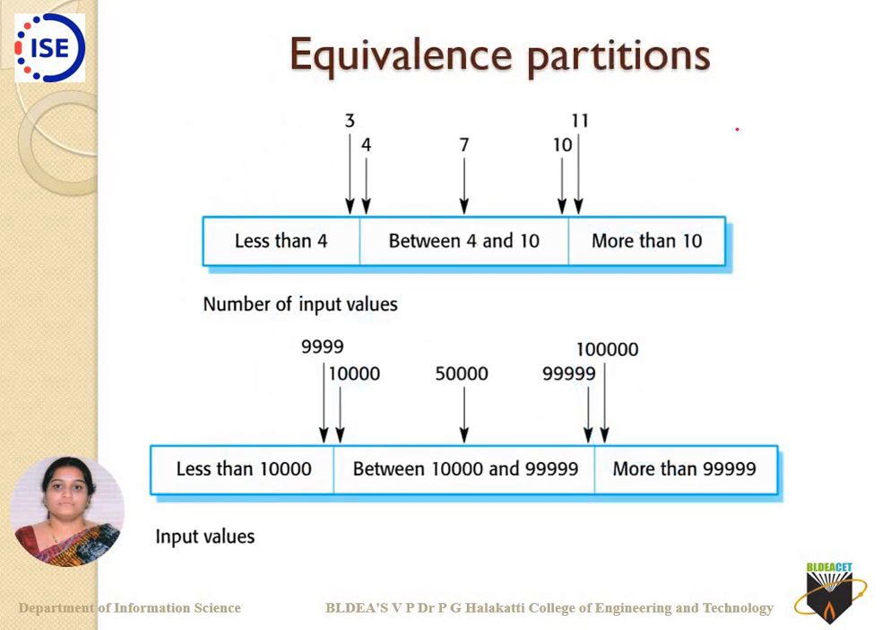For example, as I said, the equivalence partitions are less than 4, between 4 and 10, and more than 10. If I want to choose data amongst that, I'll take 3 from the first. Here 4 to 10 lies 7. I take two test cases amongst them, one amongst this and two amongst them. This is how I will be taking the input values. This is the partitioning which I am looking at.